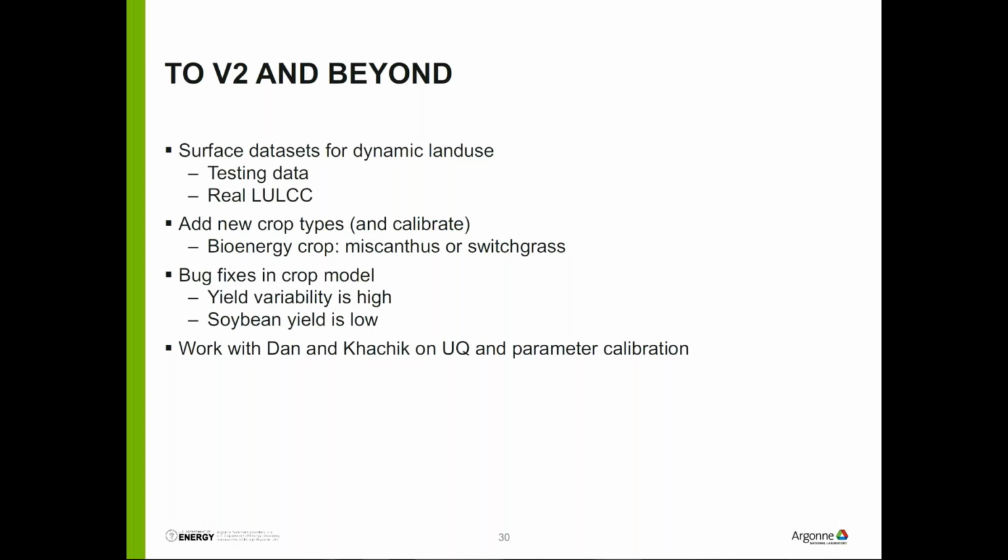There's also some bug fixes that I want to look at a little bit closer. Again, the yield variability, I want to look at that and see what's going on there. And also, I noticed that the soybean yields are quite low in this version of the model, and so I'm trying to explore that. I did fix one bug in the soybean model, but I don't know that that's the only one that's there, so I want to look at that a little bit closer.